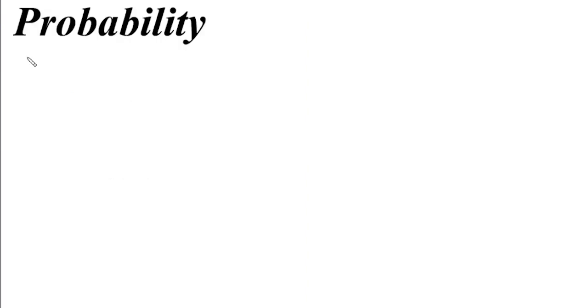Now we'll begin with certain terms, and the first term is random experiment. So our probability theory begins with a random experiment. A random experiment is an experiment for which all the outcomes are known in advance. But the exact result will not be known until the experiment is completed.